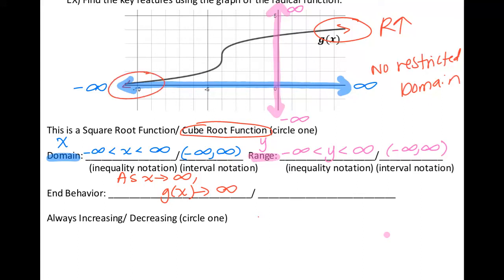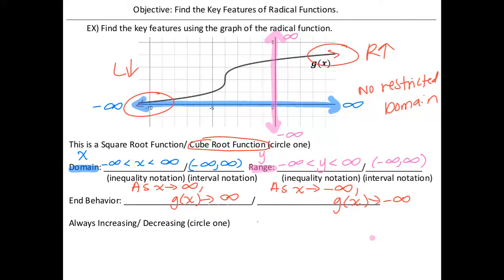All right, and then on this side over here, is that the left or right side? Left going down. So left down, I say as x approaches the left side. So left is which infinity? Negative. Comma, g of x approaches downwards is negative. And then is this always increasing or always decreasing? From left to right? Left to right is going up, so it's always increasing.